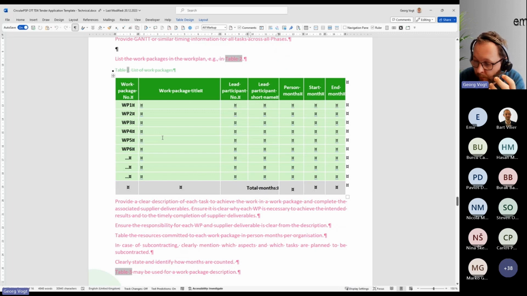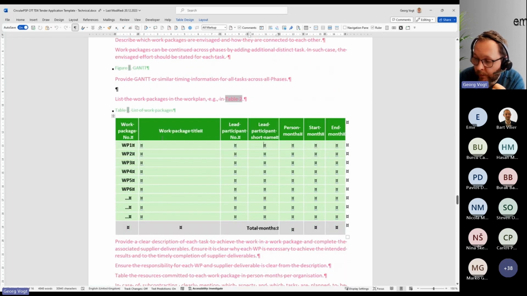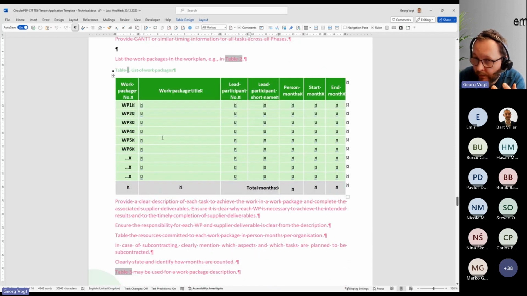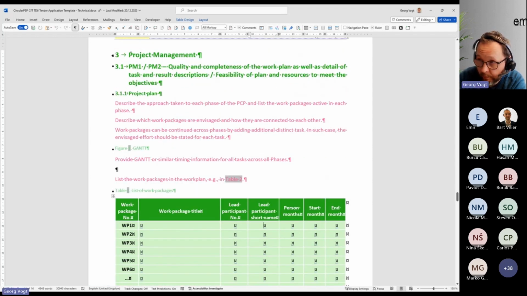Because when we assess the quality and feasibility of your work plan, we need to understand that it's not only a nice idea, there are also people behind it who are able to do it and they know how to do it. So that's the point of the project management section. Yeah, it's limited to the realization of the project.